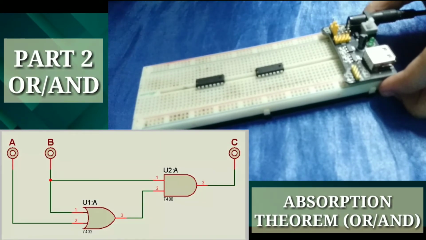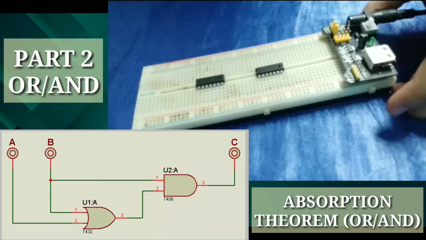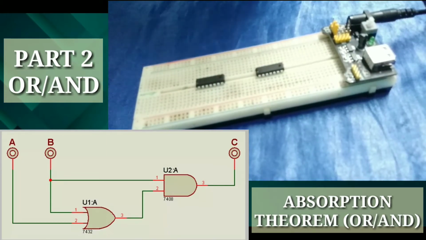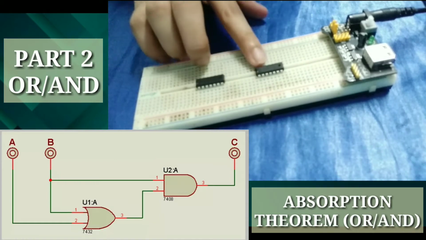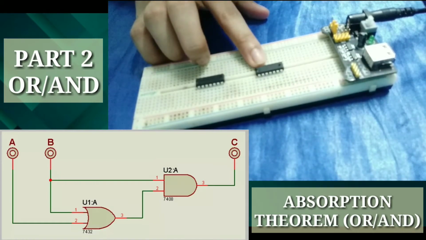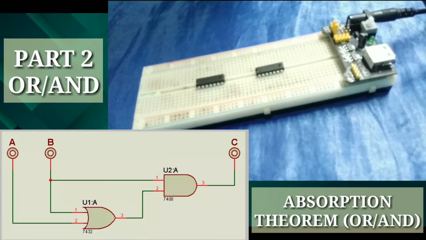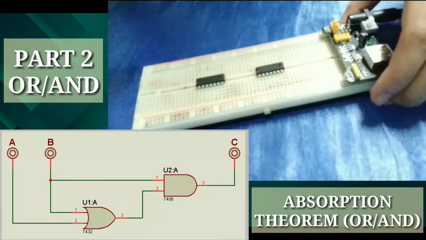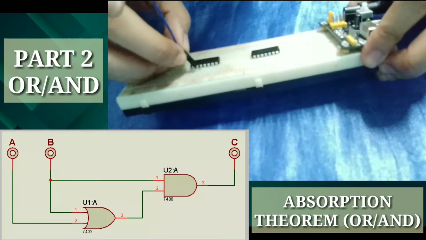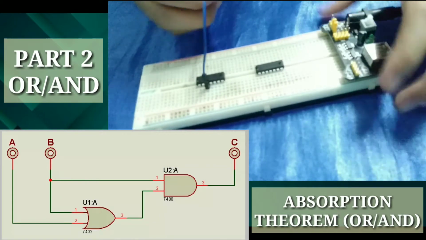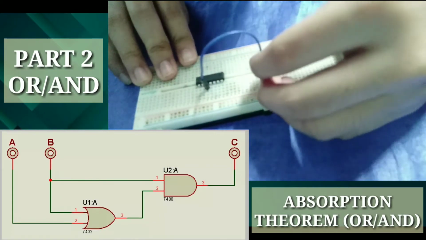Now, for our figure 4.4 or AND combinational circuit, as you can see from the circuit, we will be needing the same integrated circuits, namely the 7432 and the 7408. Pin number 3 of our 7432 is connected to pin number 2 of our 7408.